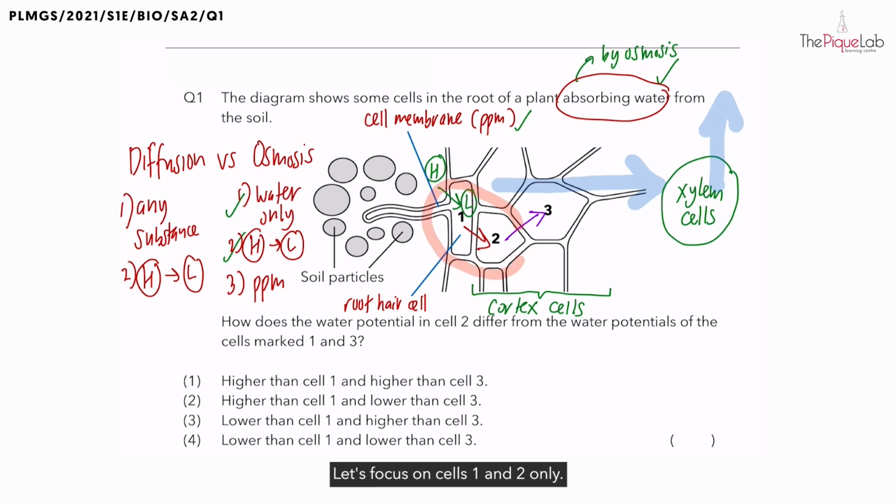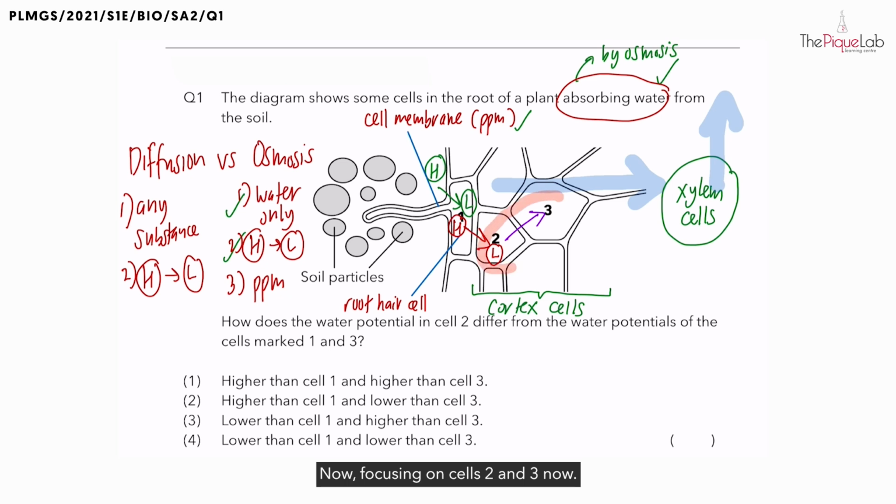Let's focus on cell 1 and 2 only, since water moves from cell 1 to cell 2 by osmosis. Remember, for osmosis, can the water move from low water potential to high water potential? No, it can't. Water must be moving from a higher to lower water potential. So, which cell has a higher water potential, 1 or 2? It must be cell 1 with a higher water potential compared to cell 2.